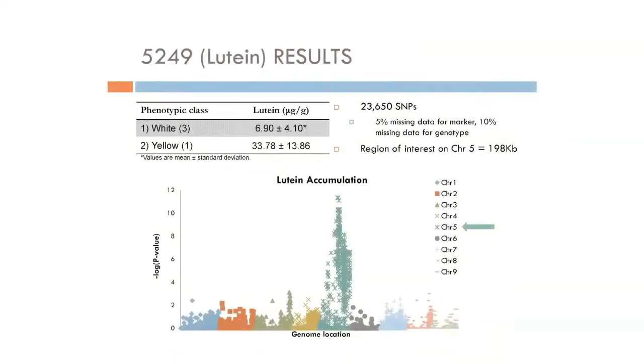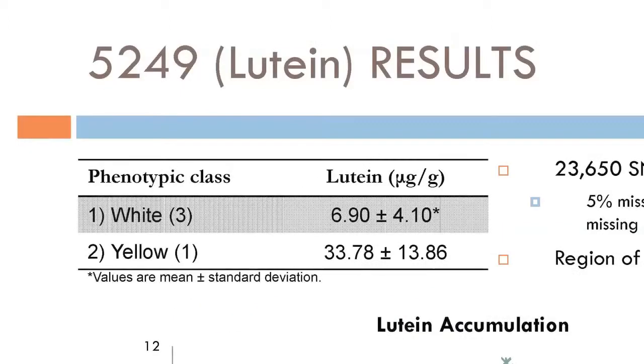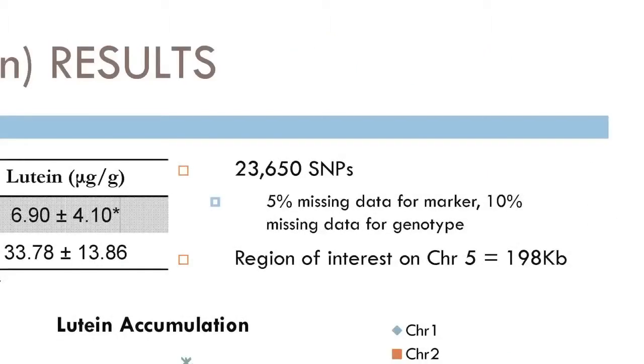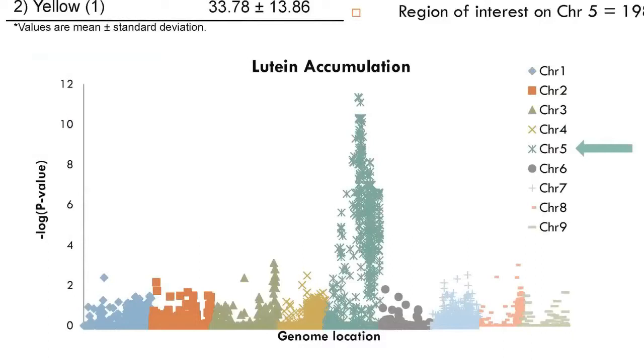And the final population for lutein accumulation, so white versus yellow, again another nice Mendelian trait, 3 to 1. A fewer number of SNPs, 23,650. And we found a very significant region on chromosome 5 that is less than 200 kb, so a very, very well-defined region of the genome.